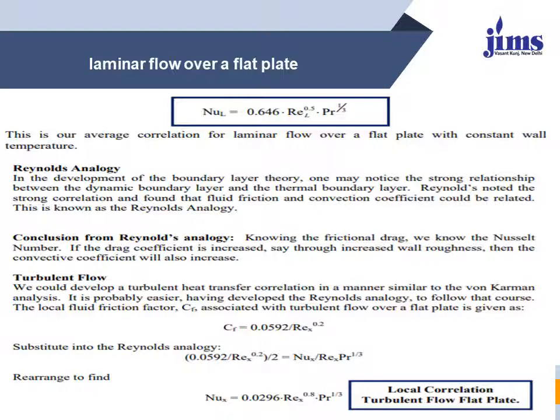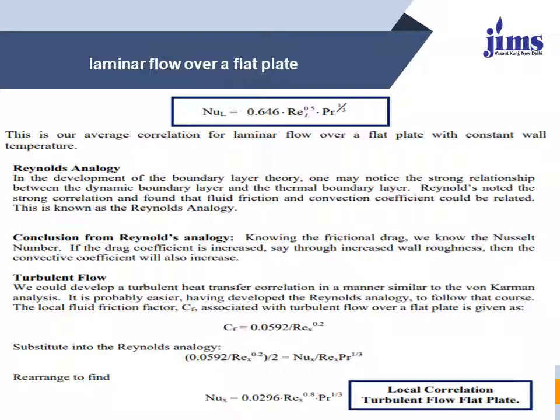In the case of laminar flow over a flat plate, the average Nusselt number is equal to 0.646 multiplied by Reynolds number to the power 0.5 and Prandtl number to the power 1/3. This is our average correlation for laminar flow over a flat plate with constant wall temperature. In this whole study, we assume that the temperature of the wall is constant throughout the length.